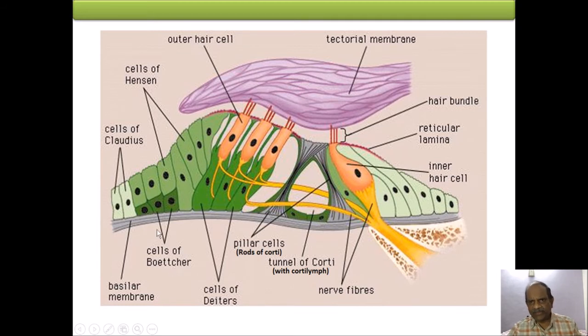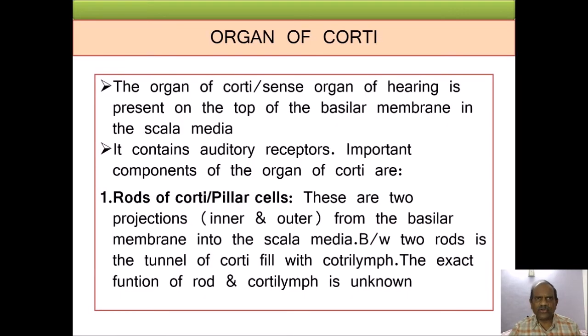At the same time, remember, there is a movement of the basilar membrane. Now going back to the organ of Corti. The organ of Corti is nothing but the sense organ of hearing, present on top of the basilar membrane in the scala medium. It contains the auditory receptors, as I just mentioned.